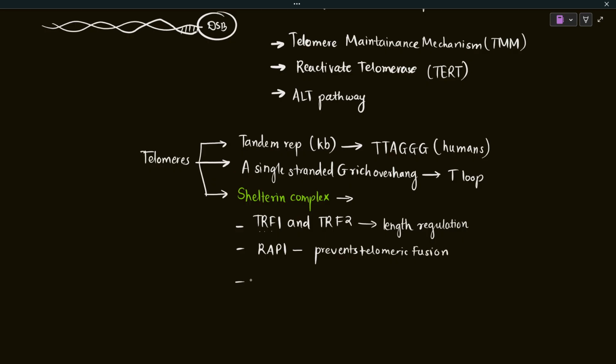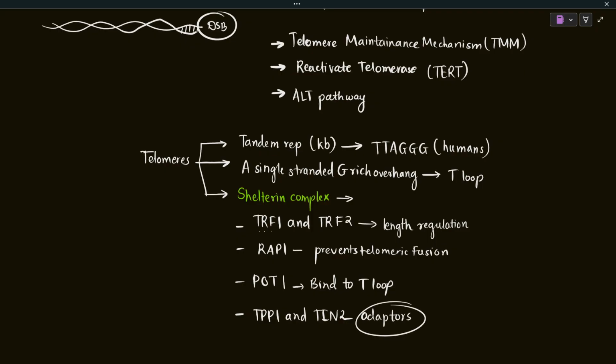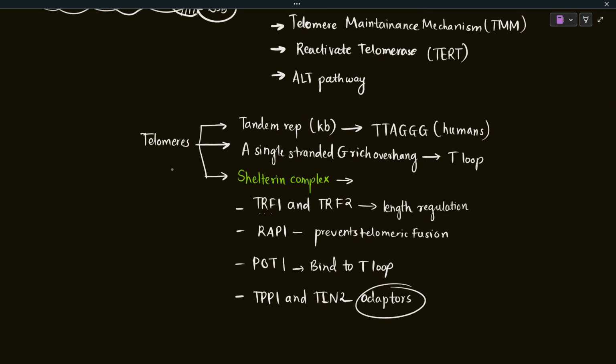Then there is POT1, protection of telomeres 1. This binds to the G overhang, so it binds to the T loop, which is formed by the single-stranded G overhang. And there are TPP1 and TIN2. Both of them serve as adapters, and these adapters stabilize the sheltering complex. So these are the proteins which are found at the telomeres.